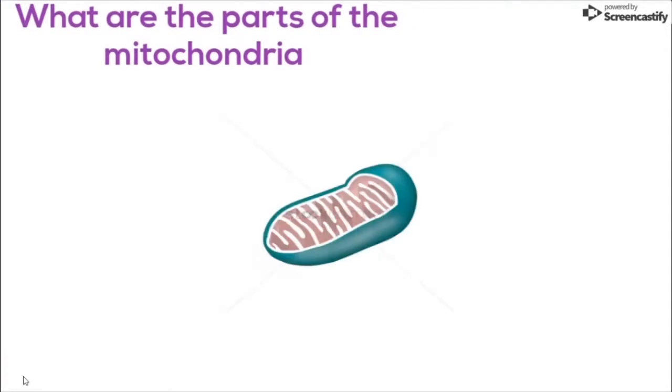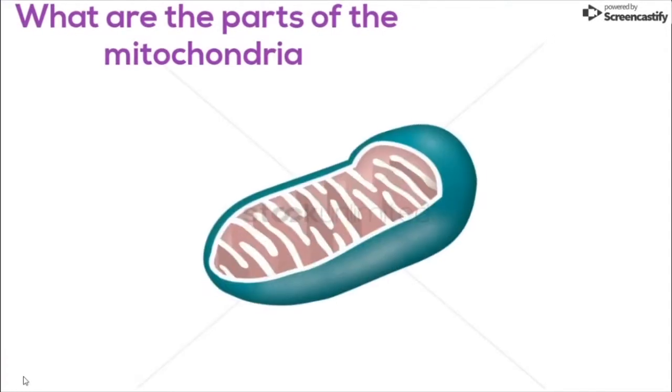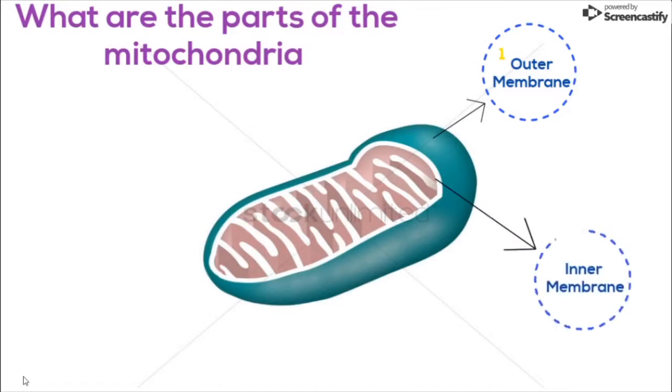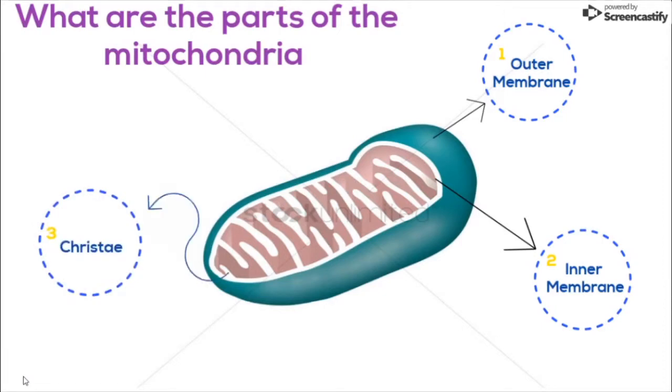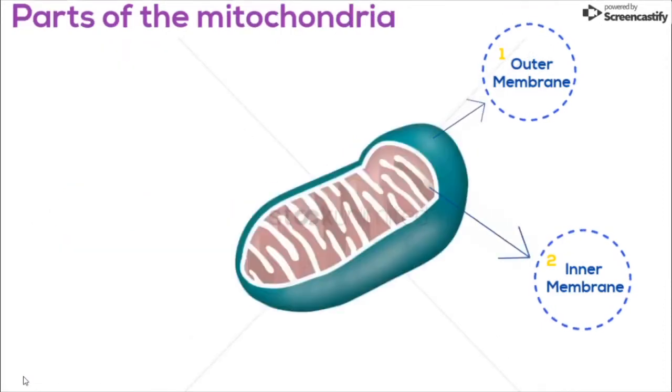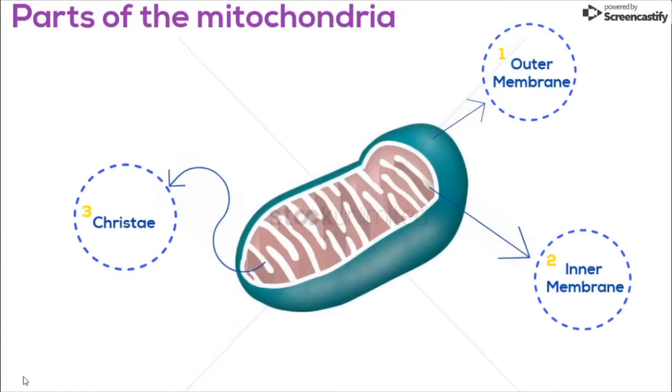What are the parts of the mitochondria? First, we have the outer membrane, which is selectively permeable and surrounds the mitochondria. Then we have the inner membrane, which folds inward to create extra surface space for cellular respiration. Both of these membranes are phospholipid bilayers. The folds in the inner membrane are called cristae.